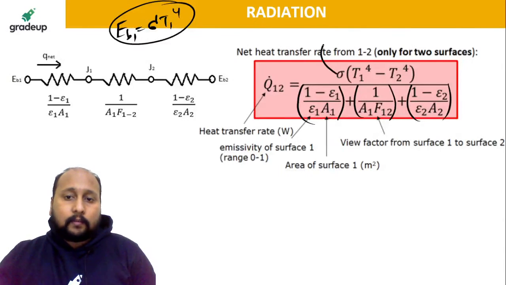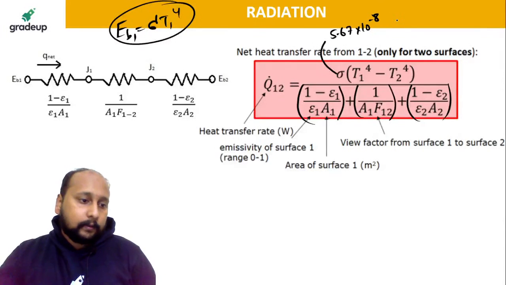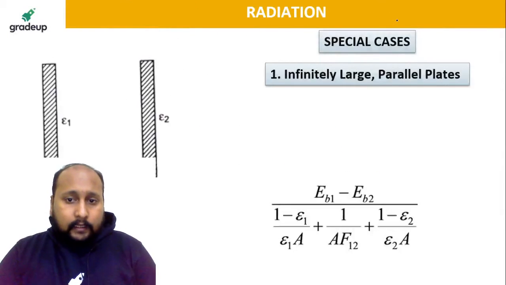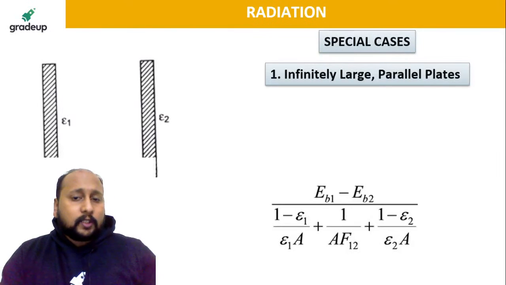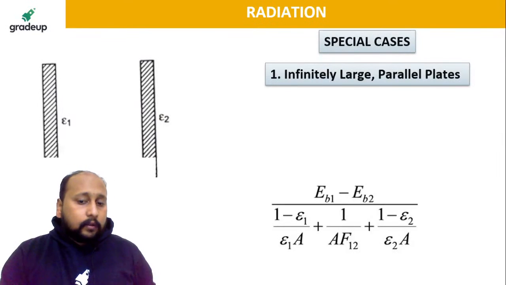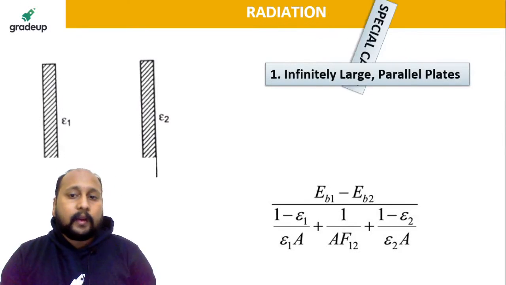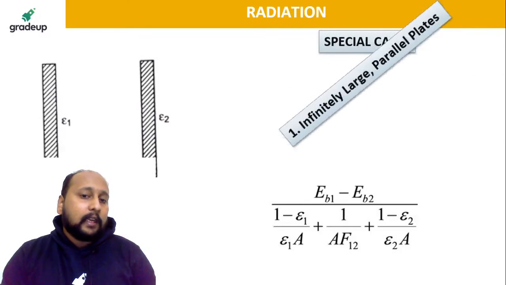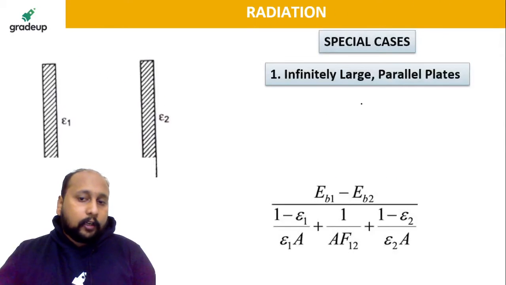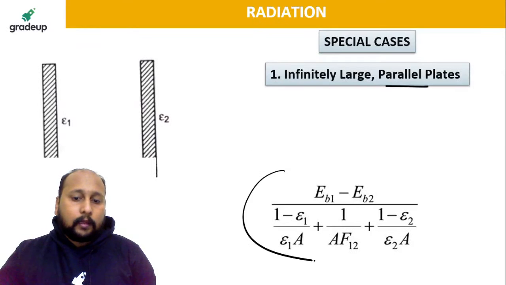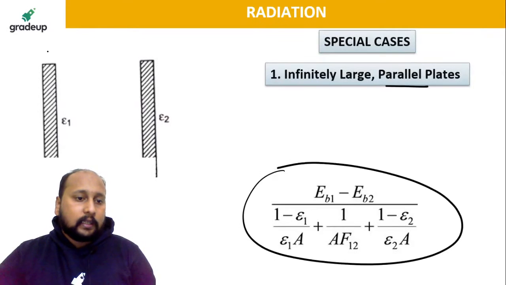The value of sigma is 5.67 into 10 to the power minus 8. But let us suppose I'm talking about some special cases, some special formula. No, my dear friend, we won't be having any special formula. If I talk about parallel plates, same formula. You can observe on your screen: this is temperature T1, this is temperature T2, emissivity E1, emissivity E2, same formula.